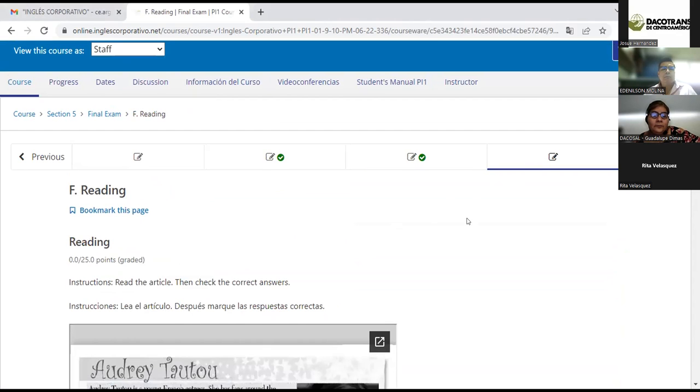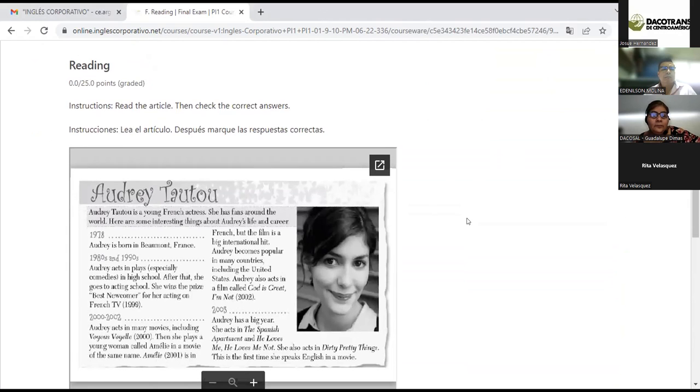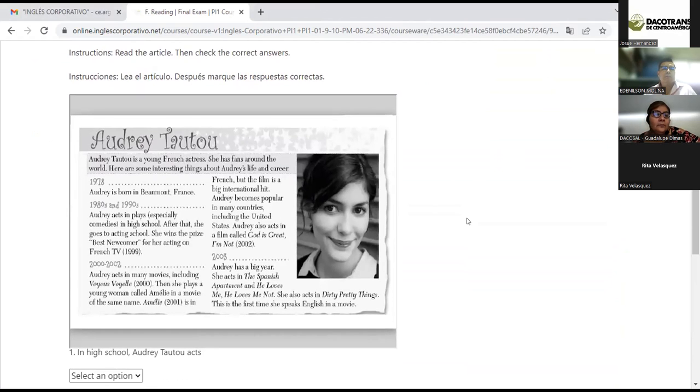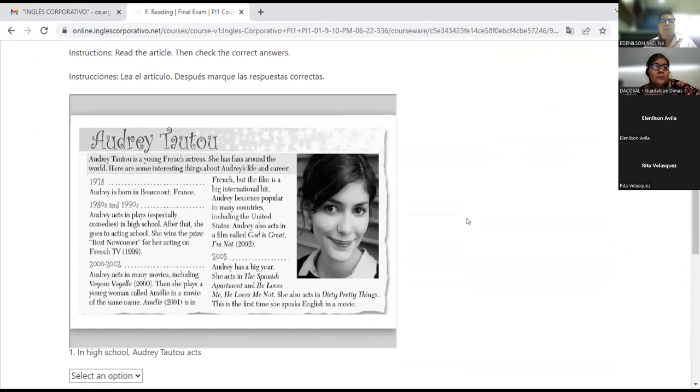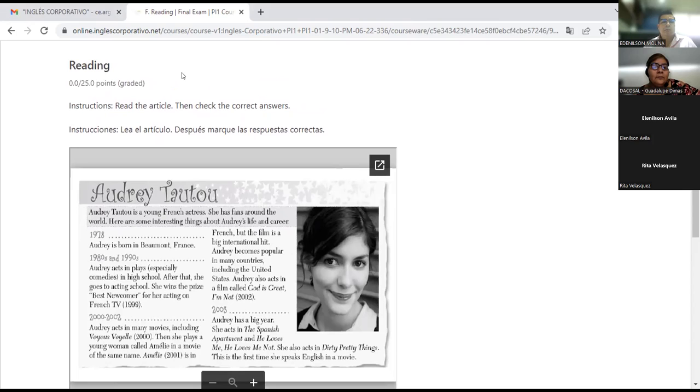Reading, this is a very short reading, and it's about this girl. Her name is Audrey Tautou. ¿Qué dice de Audrey? Si se fijan, esta es una línea o una descripción de cuando ella nació. She was born in 1978, and then we have different activities or different events about this girl's life. It says that you are going to read the article and then you need to check. Después marcan las respuestas correctas.